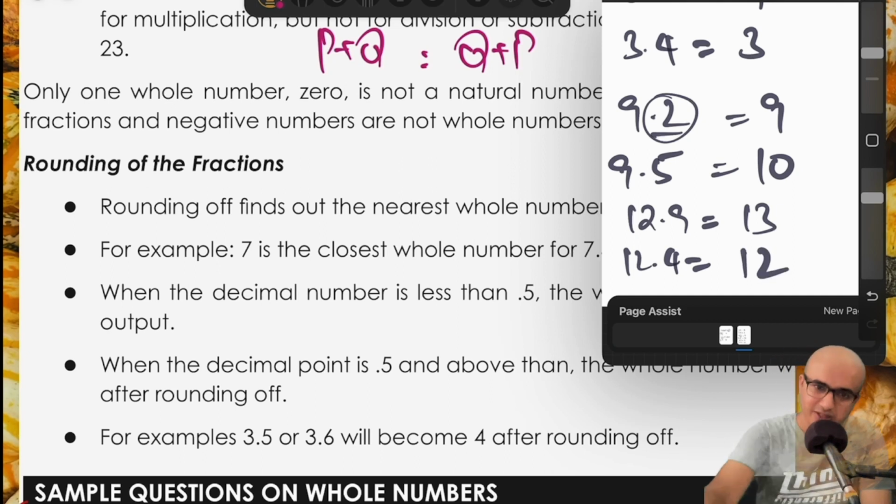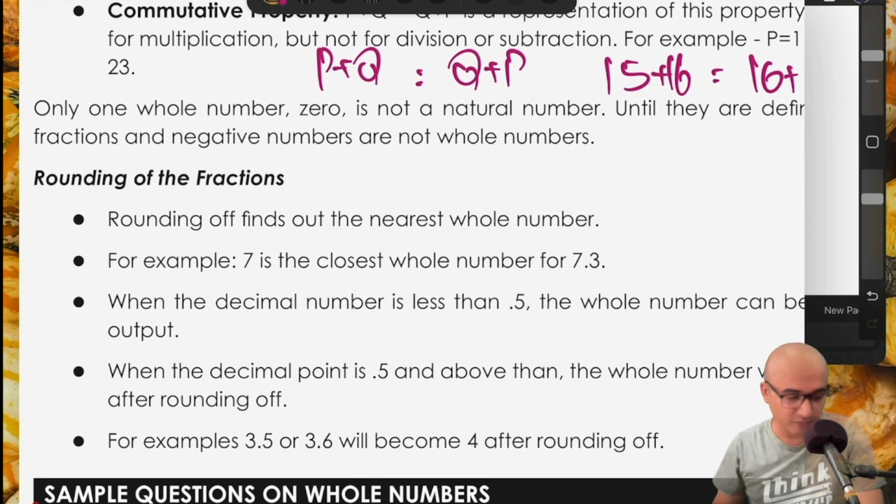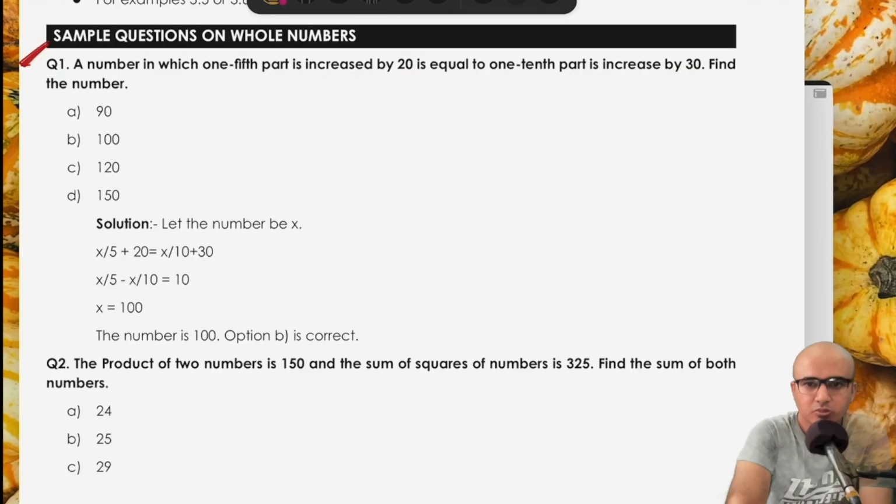So in summary, what we can say is rounding off simplifies decimal numbers by considering whether the decimal part is closer to the lower or the higher whole number. It's a practical way to express values in a more manageable form, especially in real world scenarios where precision is not that critical. So that is the whole funda behind rounding off of the fractions.